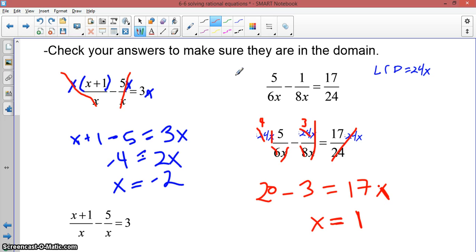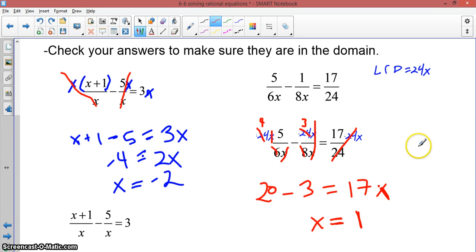Alright, so let's check it. And basically, ultimately, what you need to be concerned with is making sure you can plug it in at all, to be perfectly honest. That's what you've got to make sure that you can do, because generally, if you can plug it in, it should be a solution. Alright, and so if you plug in 1, yeah, it's okay.